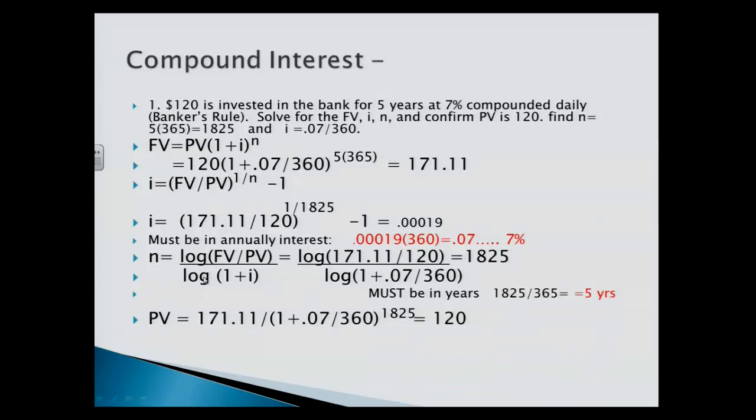Again, when we solve for n, given future value, present value, and I, we got 1,825. Do not leave it in that form. You divide it by 365 because it's banker's rule, and you get 5 years. So interest rate is 360. Term is 365.